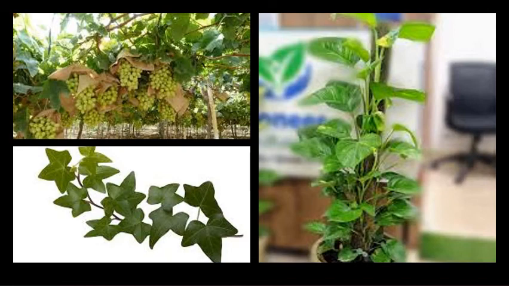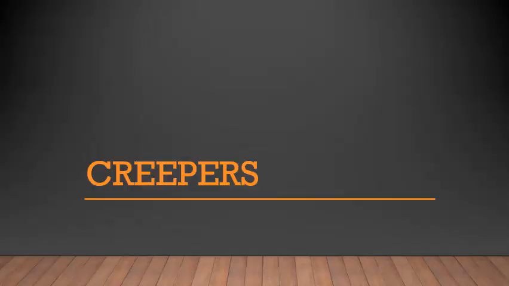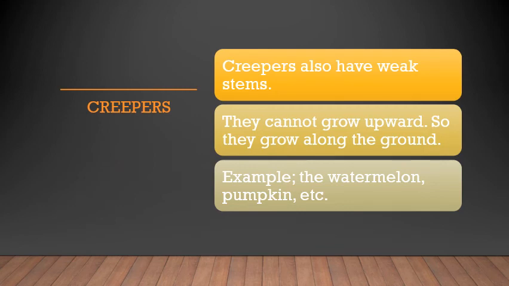Okay, what is the last type of the plants? It is the creepers. Creepers also have a weak stem. Okay, like climbers, even the creepers have a weak stem. They cannot grow upward, so they grow along the ground. Along the ground means in the ground itself they will grow. Why they don't grow like climbers is because their fruits are huge. Okay, watermelon and pumpkin. Examples for creepers are watermelon and pumpkin.